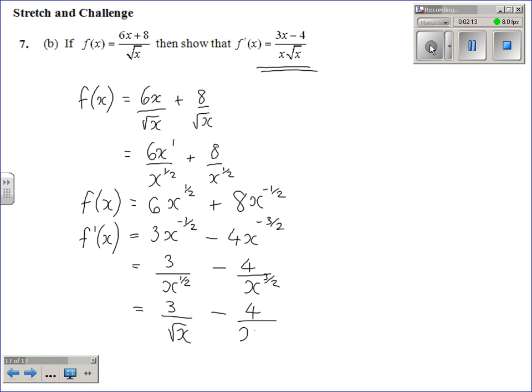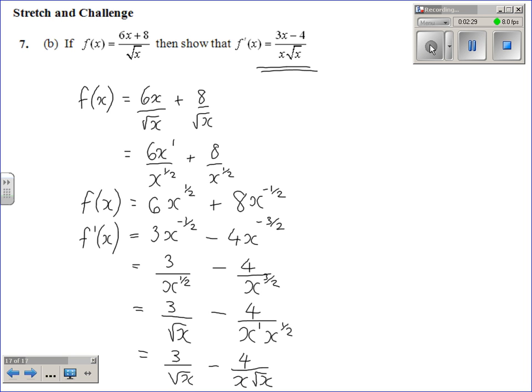So how many whole ones have we got? We've got 1 whole one, and then we've got half left over. So 1 plus a half brings us back to the 3 over 2. And then here, so we've got 3 over root x minus 4 over x to the power 1, so we just need to write the x, and then root x.